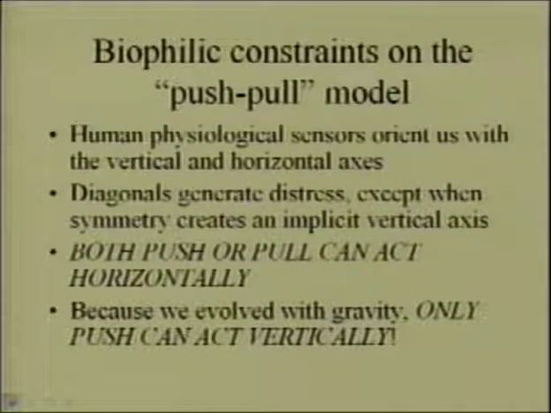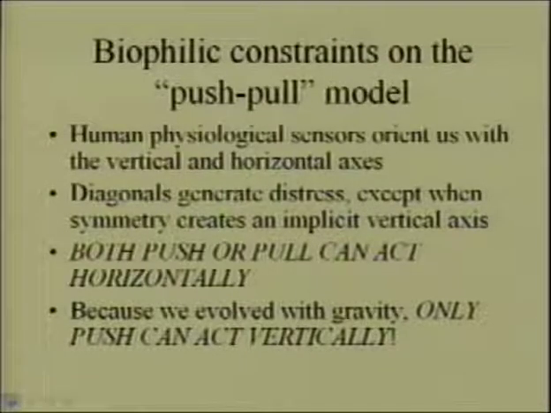Now, there are certain constraints on the push-pull model that are created by biophilia. And let me remind you, biophilia is our genetic makeup and how our genetic makeup and biological structure influences how we react to different geometries in our environment. Our human physiology evolved in gravity, so we have extremely fine mechanisms for dealing with the vertical. The inner ear orients us according to the vertical and the horizontal, and we deduce where the horizontal is. We are a walking animal.